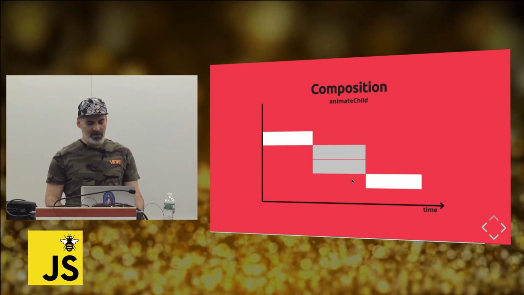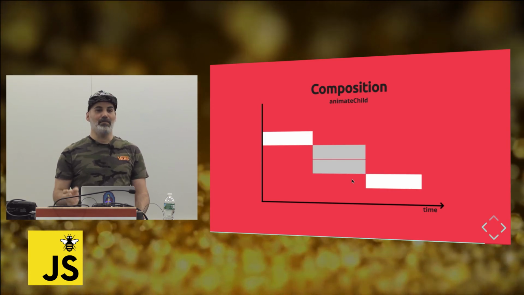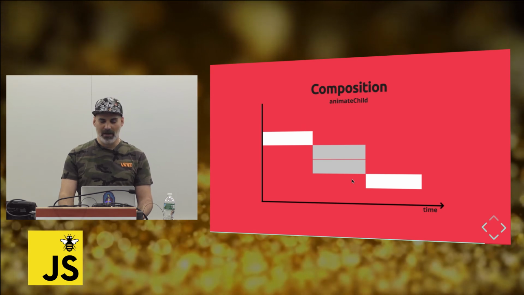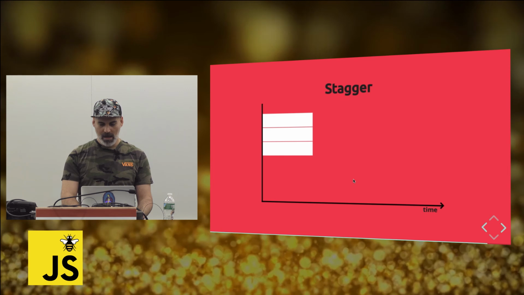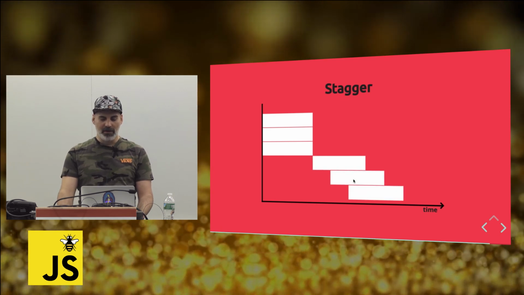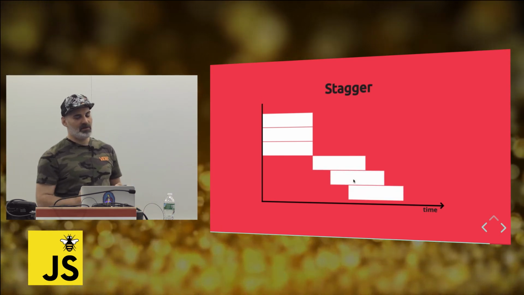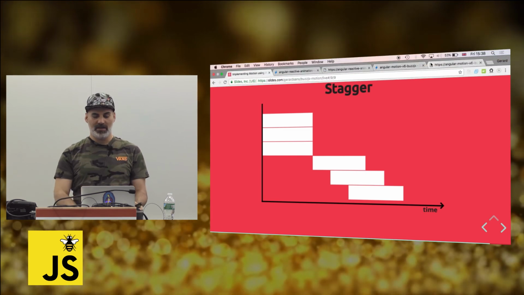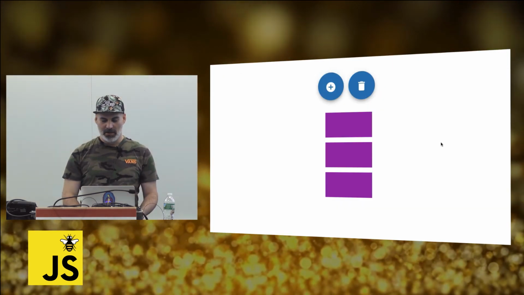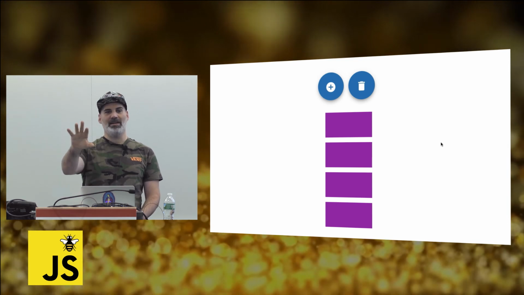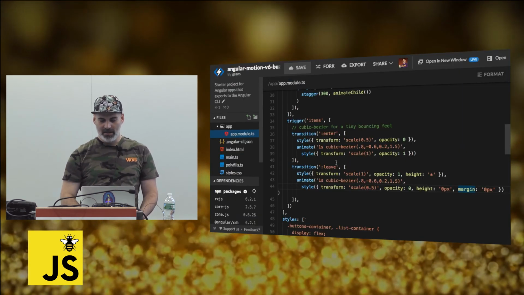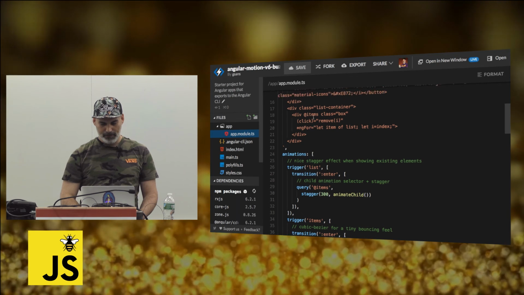I can also use composition, so I can mix animations. And this is something that is really powerful, and I'm going to demonstrate it now. And the last feature that I want to cover is stagger. What happens when I run the animations all together is that the visuals look a little bit strange. For example, look at this. It just animates all of the items together. Let's see how we can improve that.